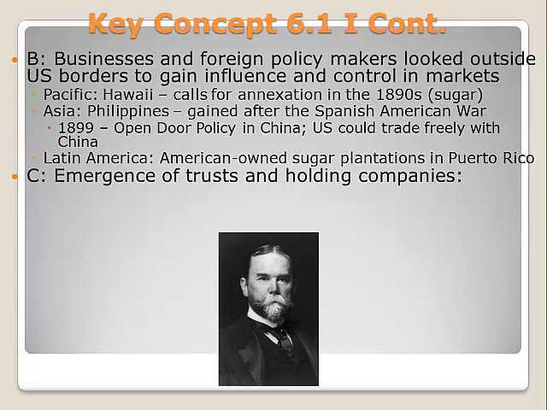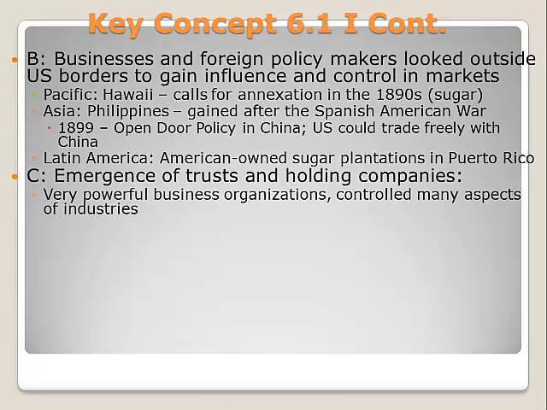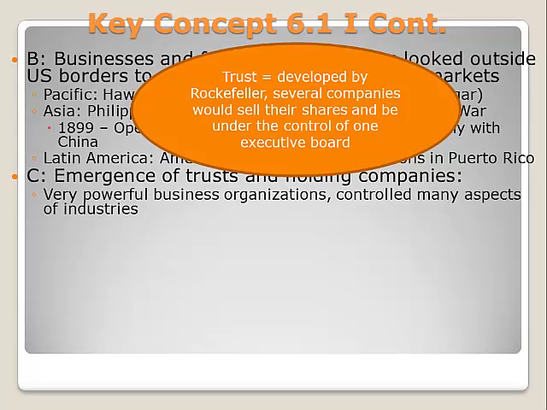And for letter C, we see the emergence of trusts and holding companies. These are very powerful business organizations that control many aspects of industry. So what the heck is a trust? Let's start there first. This was really pioneered and developed by Rockefeller, and several companies would sell their shares to Rockefeller, and they would be under the control of one executive board, which would be run by Rockefeller and his business associates. So it's essentially competing firms in an industry. Let's stick with the oil industry.